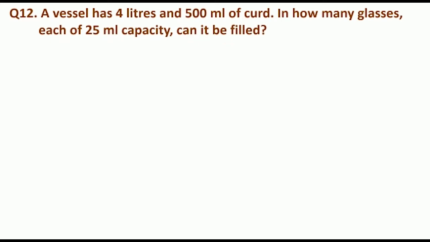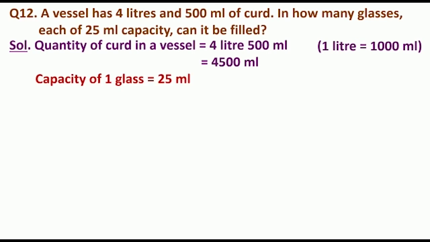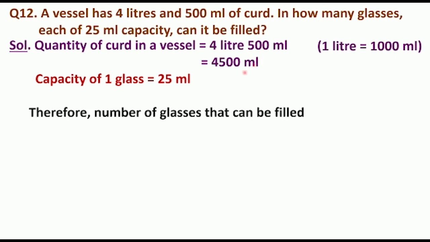In this question, the quantity of the vessel is given, 4 liter 500 milliliter. So first we need to convert this 4 liter 500 milliliter into milliliters. As we know that 1 liter equals 1000 milliliter, this 4 liter 500 ml will be equal to 4500 milliliter. Now the capacity of one glass is given, that is 25 milliliter, and we have to find the number of glasses that can be filled. How will we find it? We will divide this 4500 by 25.